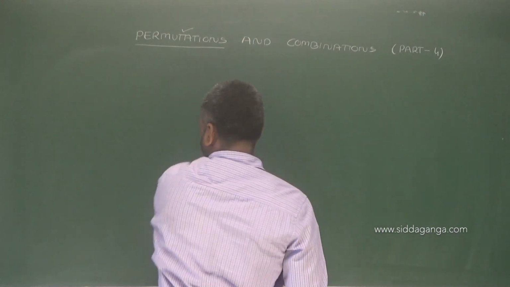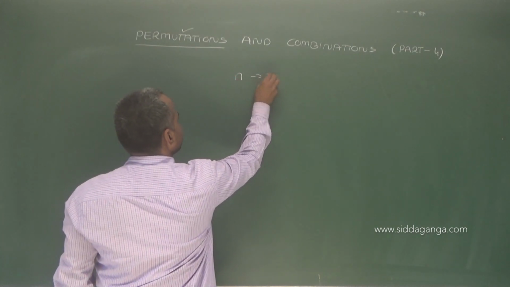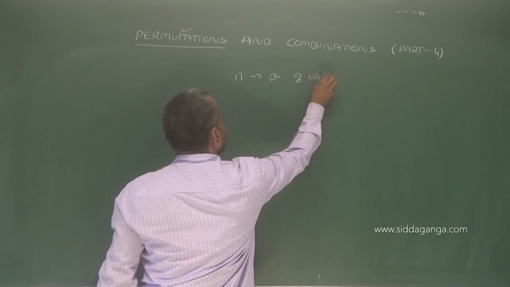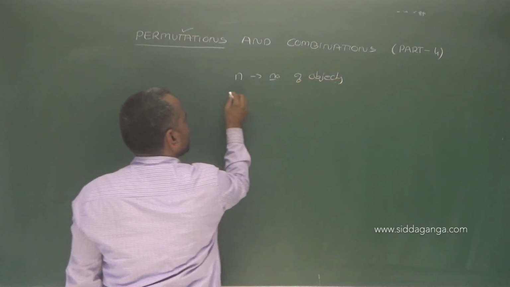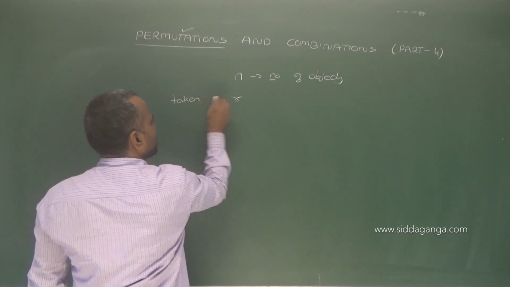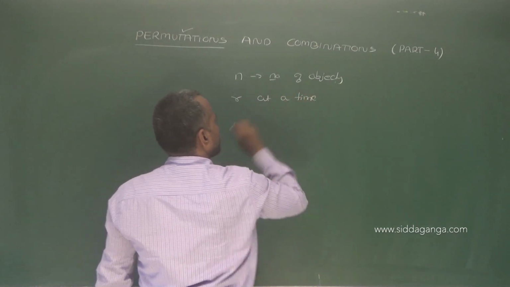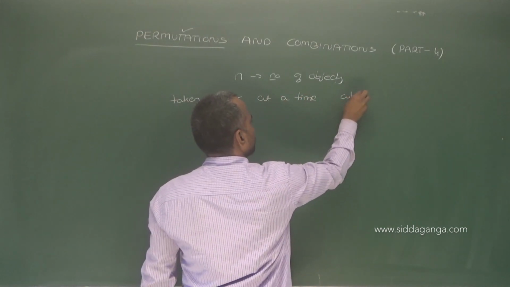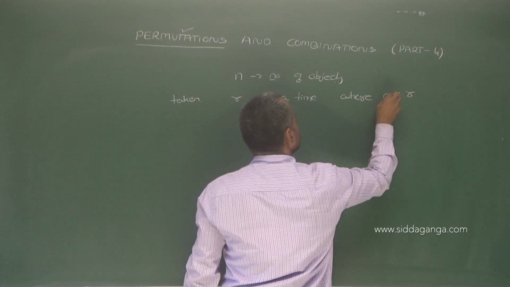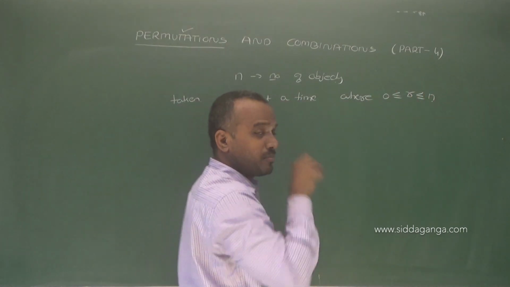So n number of objects in my pockets, taken r at a time, where r is greater than or equal to 0 and less than or equal to n. This must be. That means what, sir?